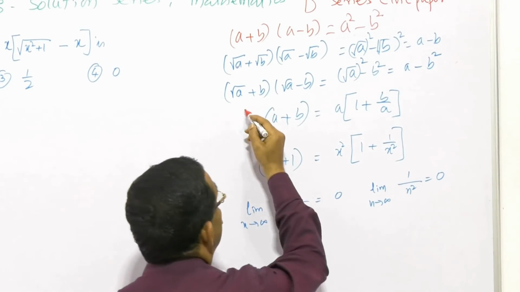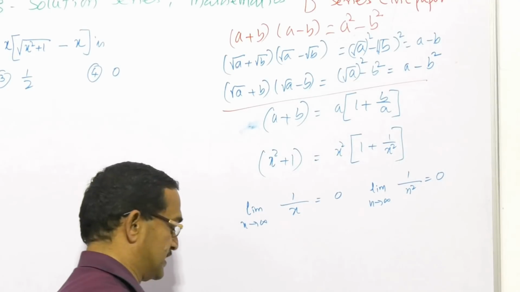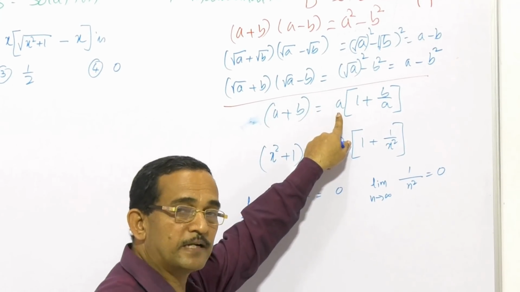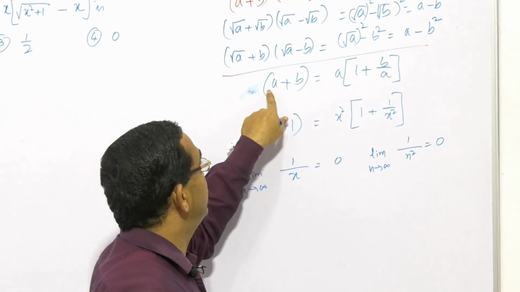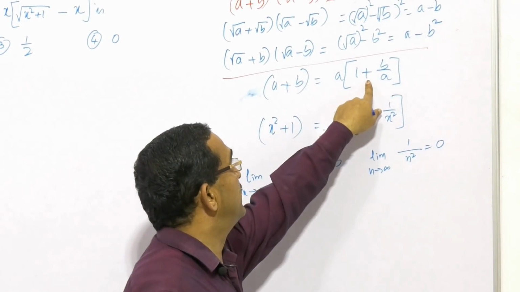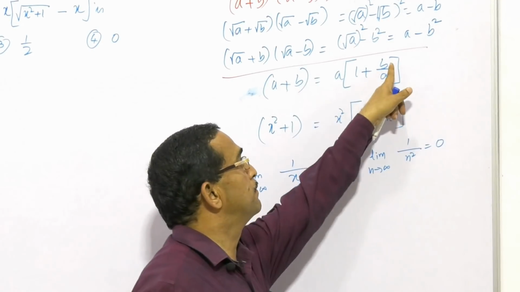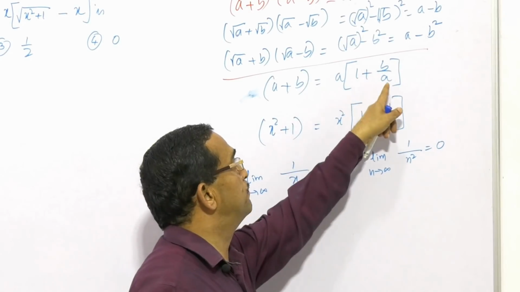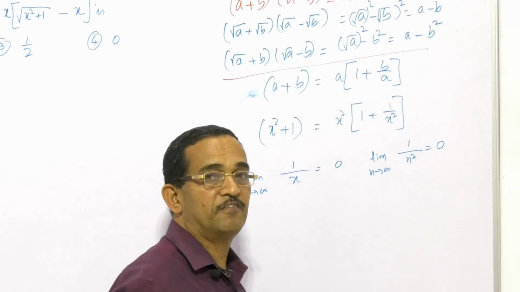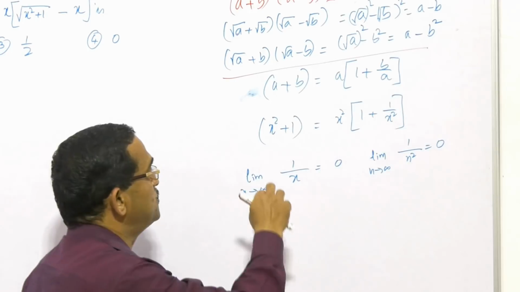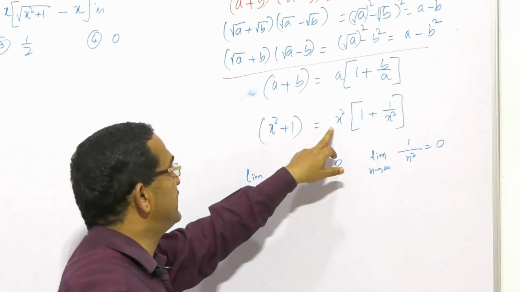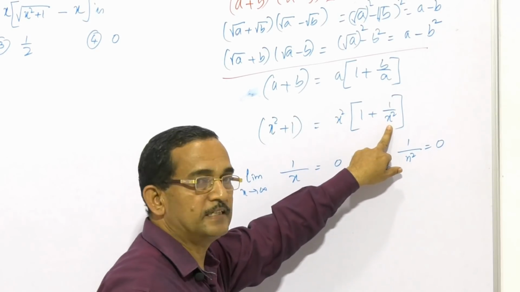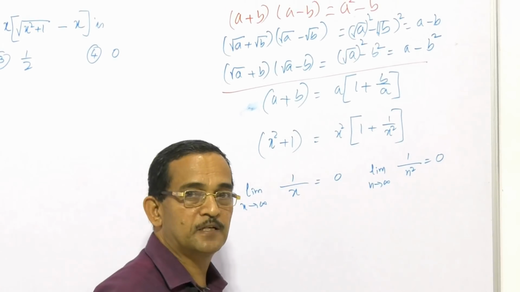After understanding this much, we have to take care of this. In a plus b, if I take a as common, what is left is 1 plus b by a, because a into 1 is a, plus a into b by a, the a cancels and you are left with b. Like that, suppose you have x squared plus 1. If I take x squared common, I get 1 plus 1 by x squared. While multiplying by x squared, you get the same answer.